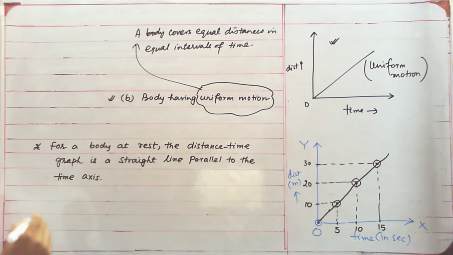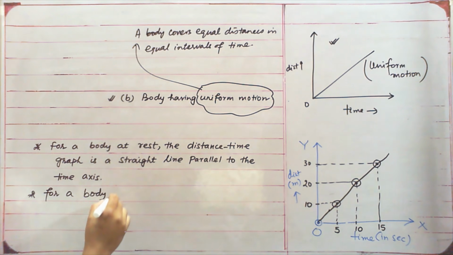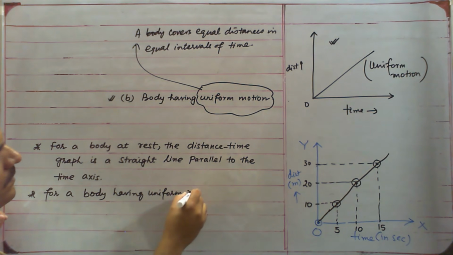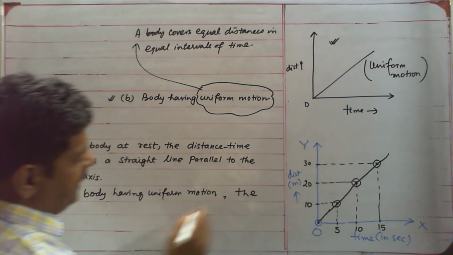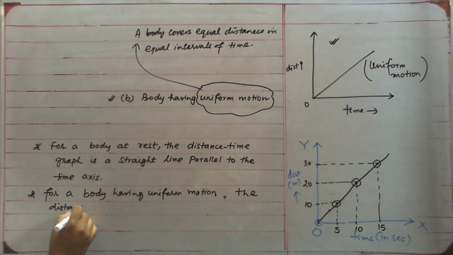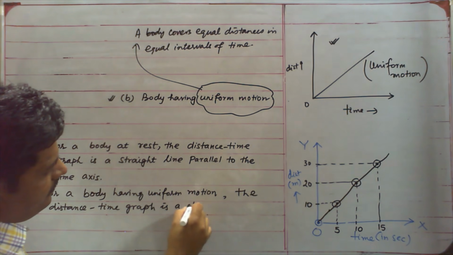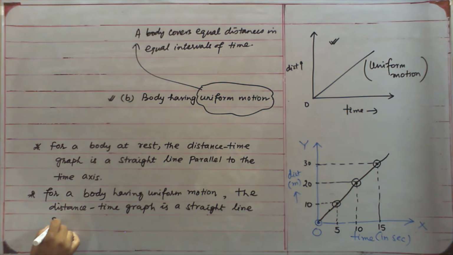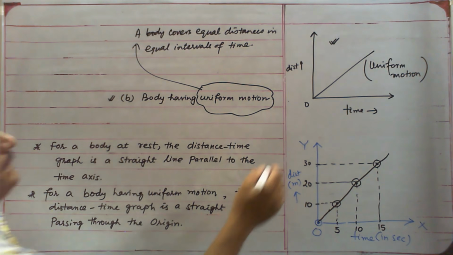So we can write down a sentence: for a body having uniform motion, the distance time graph is a straight line passing through the origin. So this is case number 2.